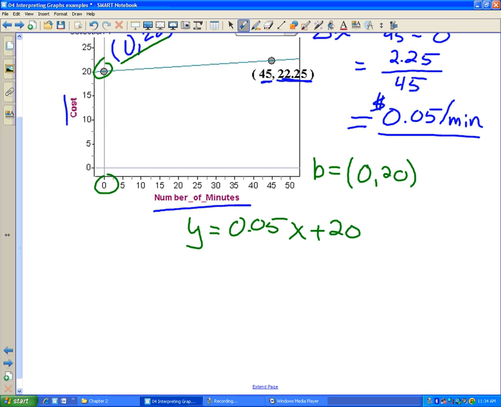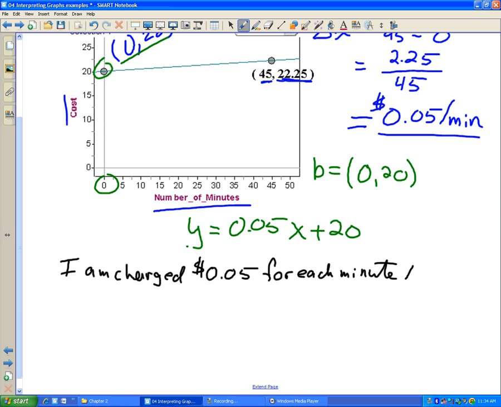Yes, did I know that? Of course. But I wanted you to see if I needed to do it another way, how I would find it. What's the real meaning of slope? Well, 5 cents per minute means I am charged 5 cents for each minute I speak on the phone. That's a real world meaning. That's what 5 cents per minute means.